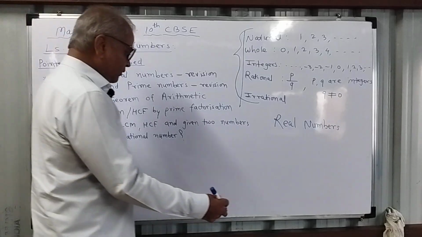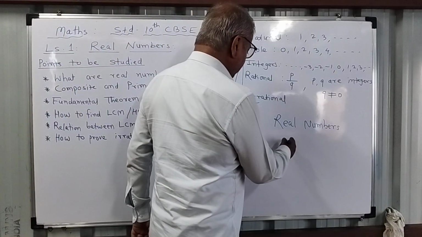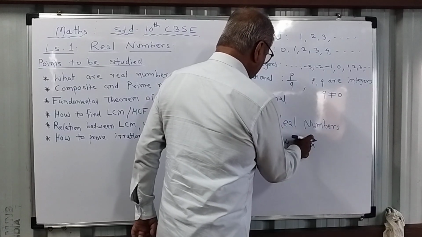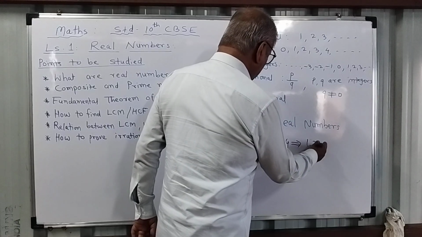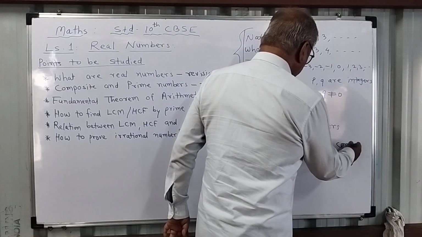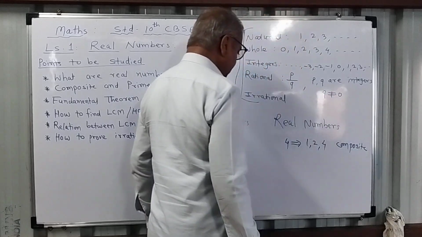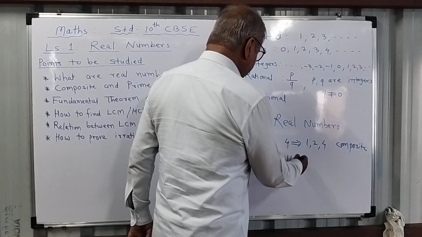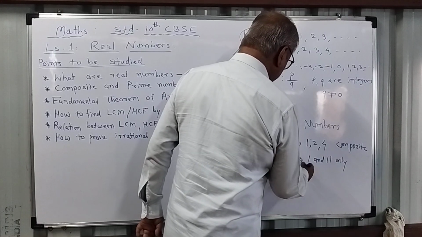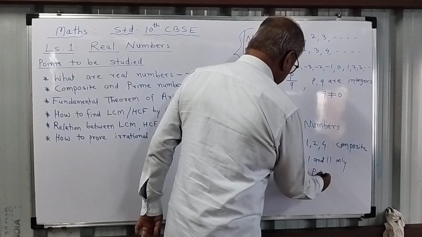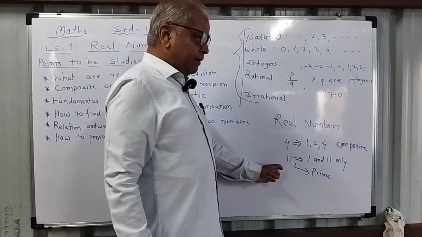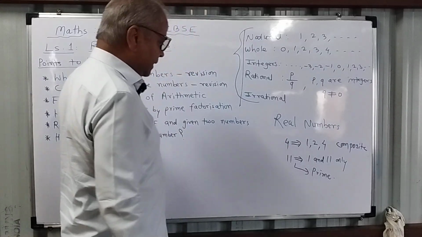For example, if we take 4, it can be expressed as 2 into 2, and the factors of 4 are 1, 2 and 4 itself. So this is composite. So 4 is composite. If you take 11, 11 has factors 1 and 11 only, and that's why this is a prime number. So you must know what is a composite number and what is a prime number. This is very important for this lesson.